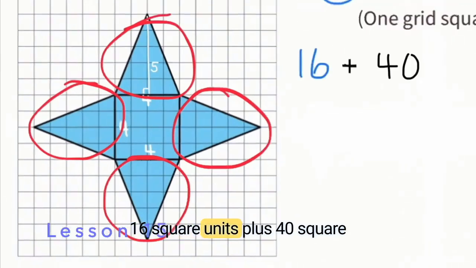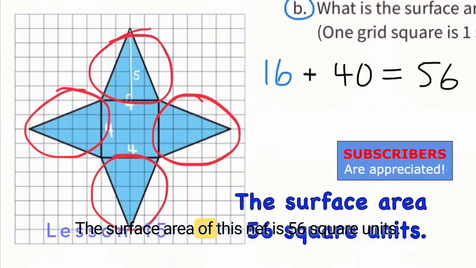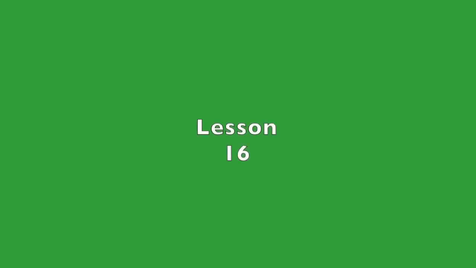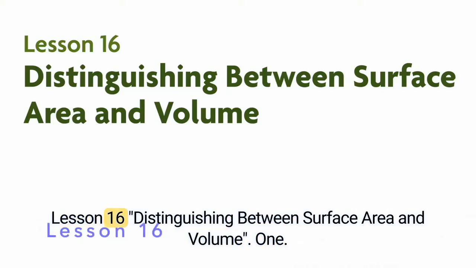16 square units plus 40 square units equals 56 square units. The surface area of this net is 56 square units. Sixth grade, Unit 1, Lesson 16, Distinguishing between surface area and volume.